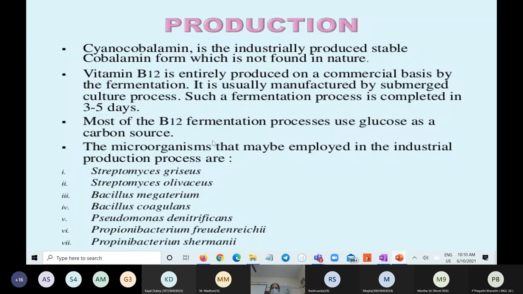Here the main source of carbon is glucose, and there are different microbes involved in this industrial production process. The most important is Propionibacterium shermanii. That is the most important and mostly used microbe employed for industrial production. Is it okay with you all? Yes, ma'am. So apart from Propionibacterium shermanii, these other organisms can be used, but for maximum yield, this is the organism used on the industrial scale.